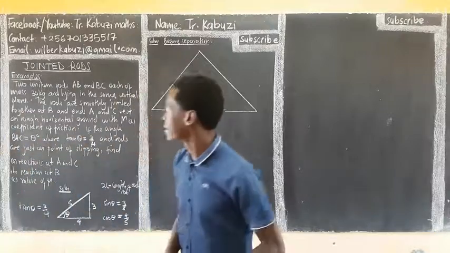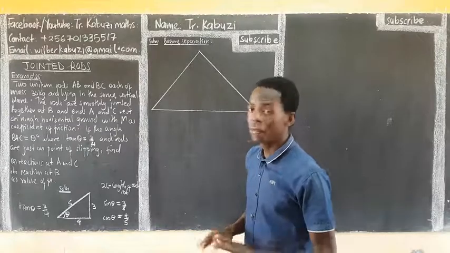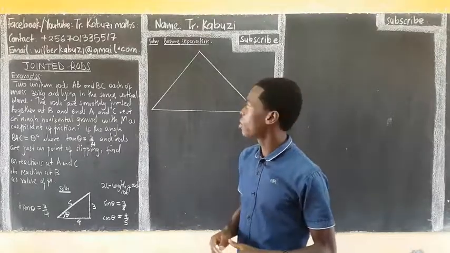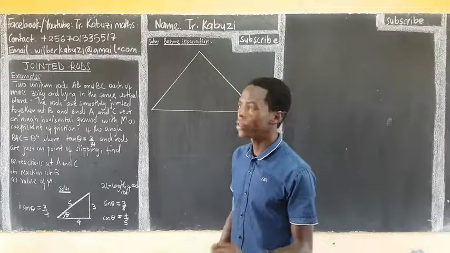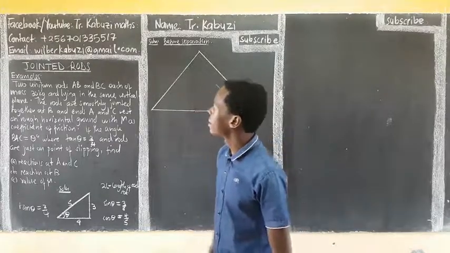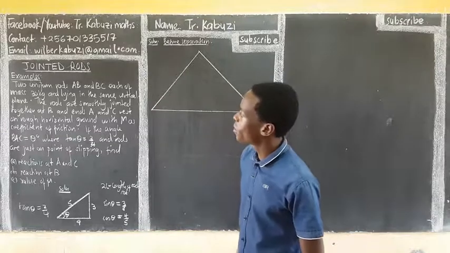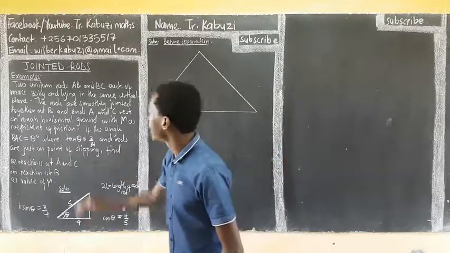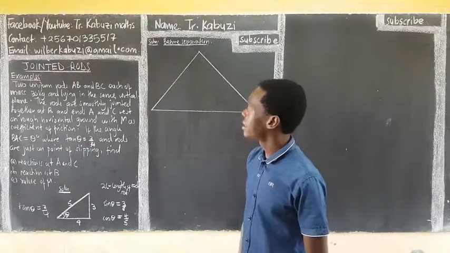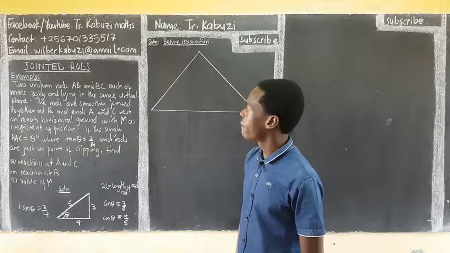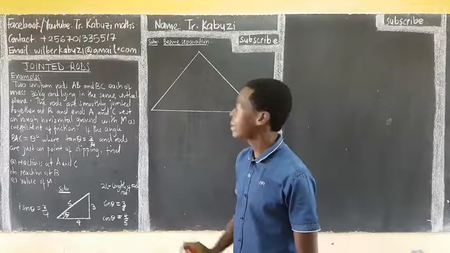Let us see another example here. Two uniform rods AB and BC, and uniform means the weight is going to act in the middle, so the center of mass or center of gravity is in the middle of that rod. Each has mass 30 kilograms and they lie in the same vertical plane. The rods are smoothly jointed together at B, and ends A and C rest on rough horizontal ground with mu as the coefficient of friction. So we start with that.